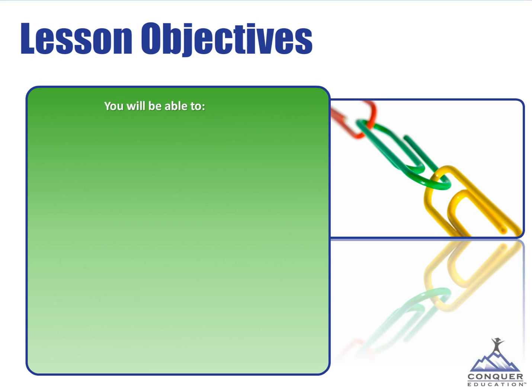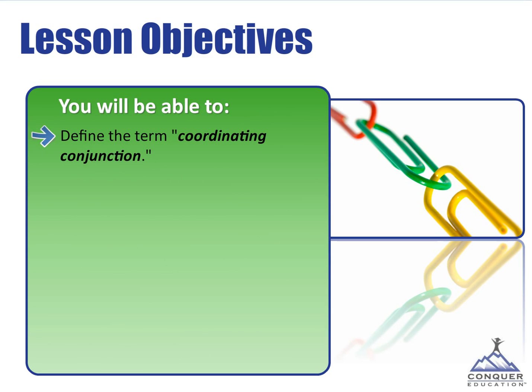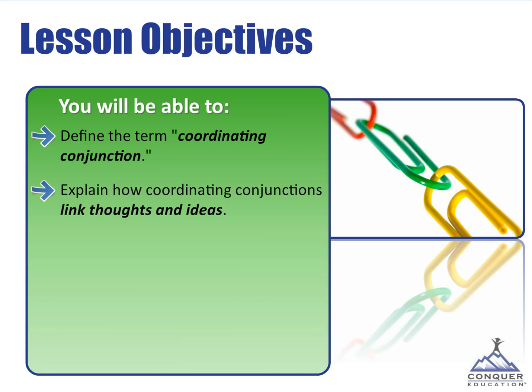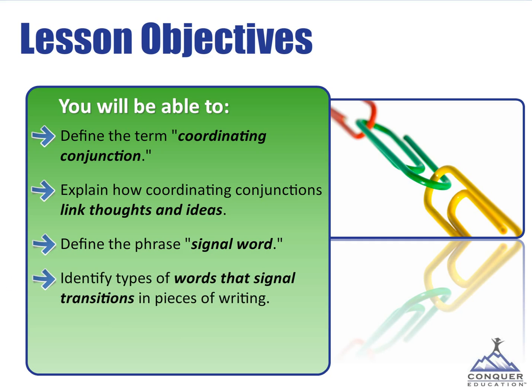By the end of this lesson, you'll be able to define the term coordinating conjunction. Explain how coordinating conjunctions link thoughts and ideas. Define the phrase signal word. Identify types of words that signal transitions in pieces of writing. List examples of each type of signal word.